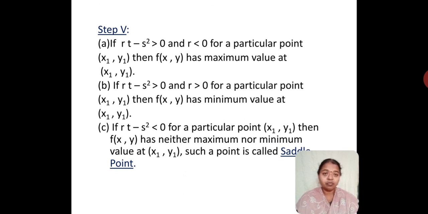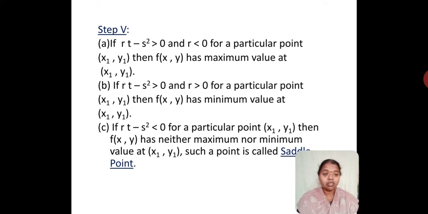In the fifth step, we check for different conditions. The first one is: if rt minus s square is greater than 0 for a particular point x1 comma y1 and r is also less than 0, then f of x comma y has a maximum value at the point x1 comma y1. The second condition: if rt minus s square is greater than 0 as well as r is greater than 0 for that particular point x1 comma y1, then the function f of x comma y has a minimum value at x1 comma y1.